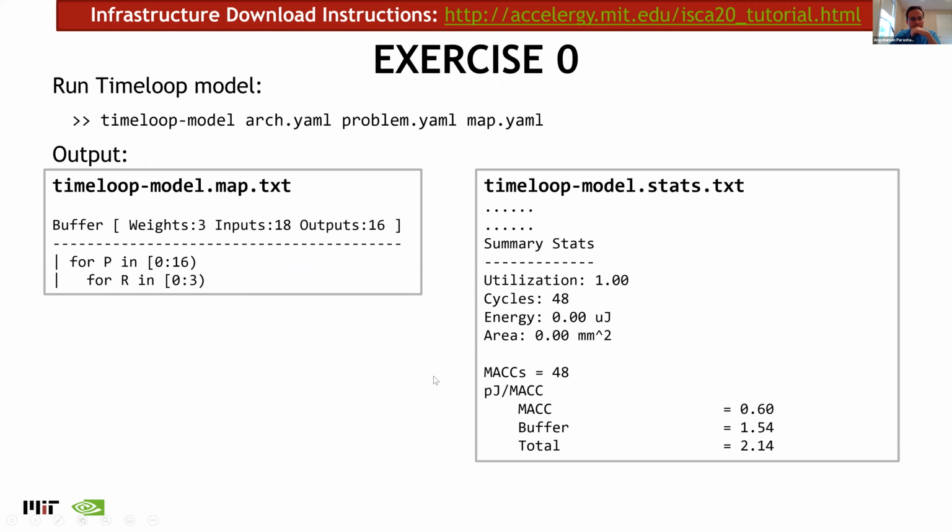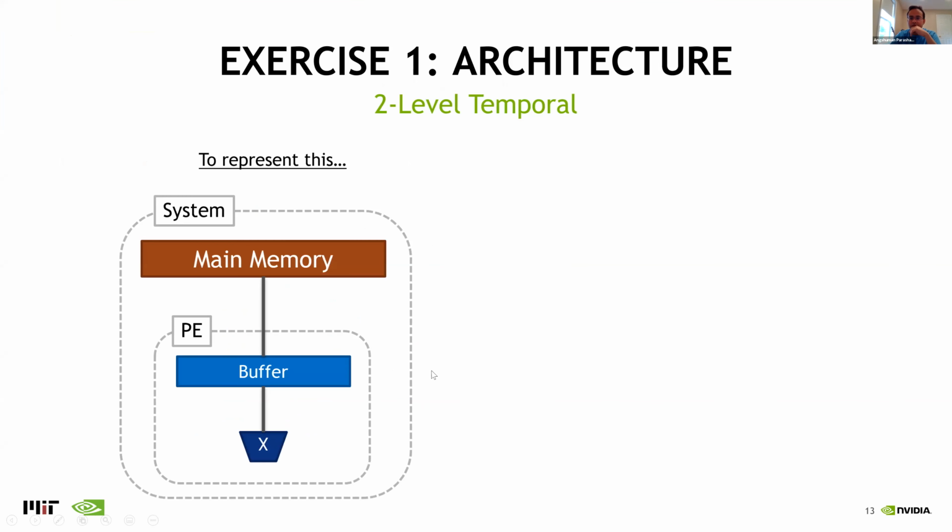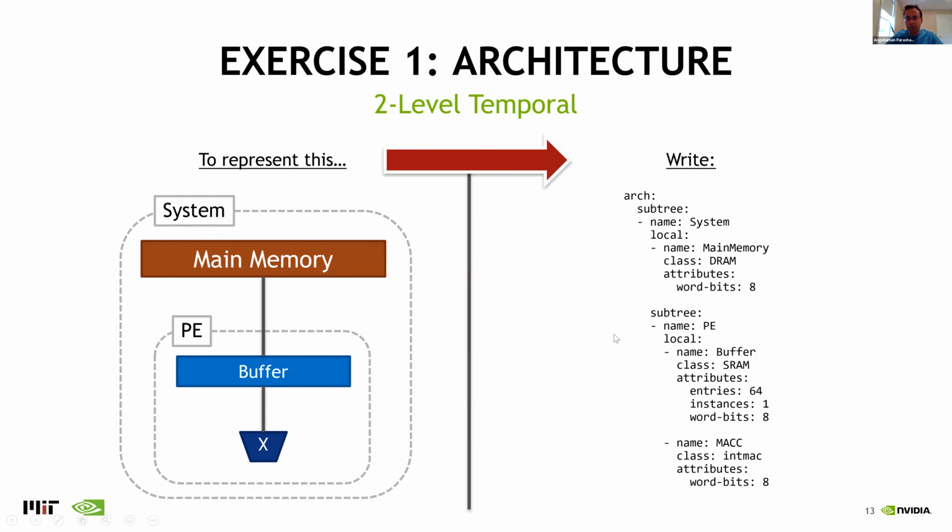Okay, we already walked through this. We don't need to do this again. But let's move on to the next more complicated exercise. So here, what we're going to do is add another level to the architecture's hierarchy. We already had a PE in the prior exercise with a buffer and a MAC unit. We're now going to add a main memory level, and we're going to encapsulate it in a module called system.